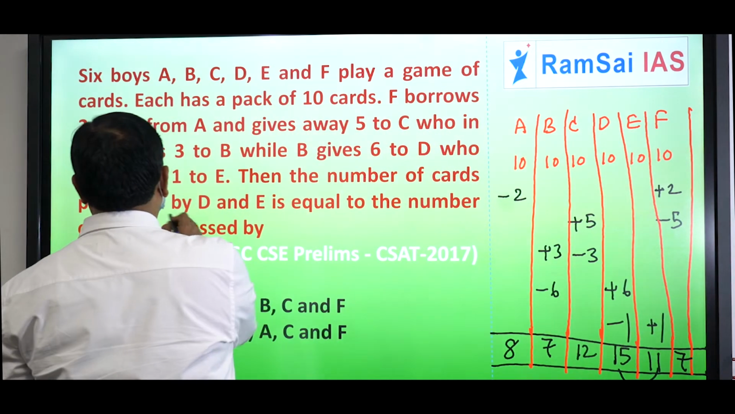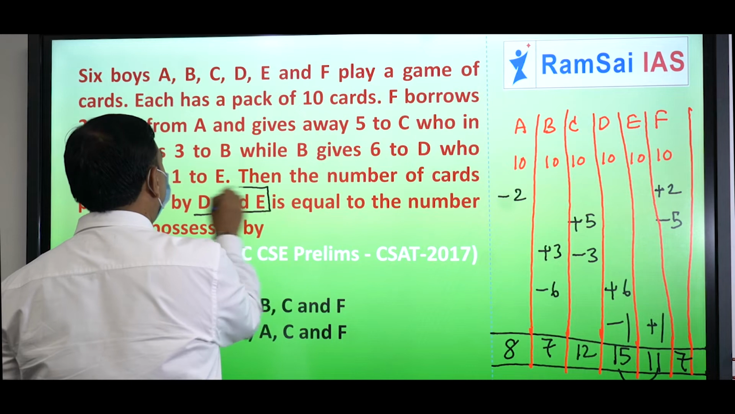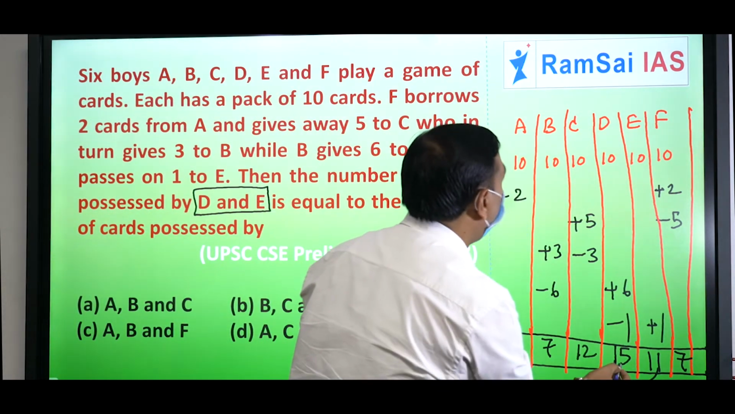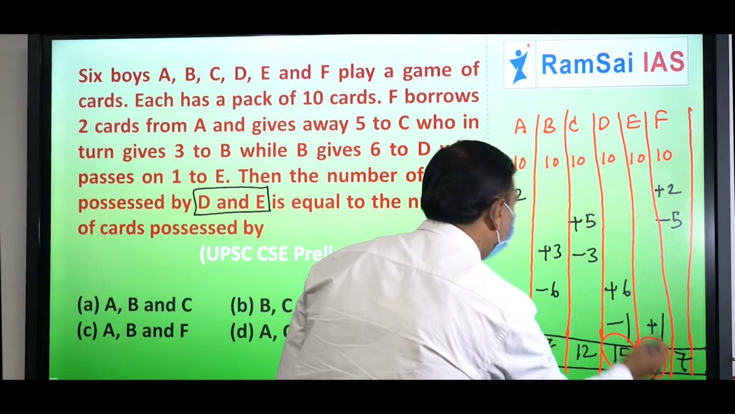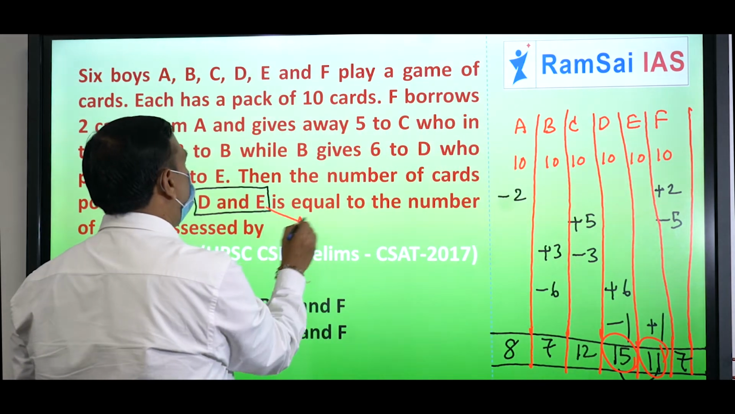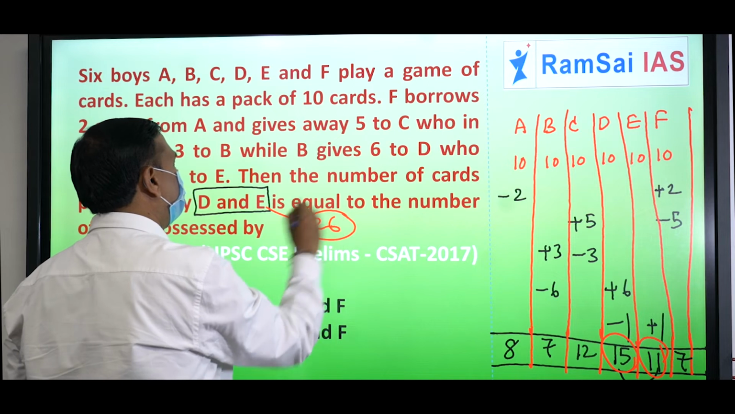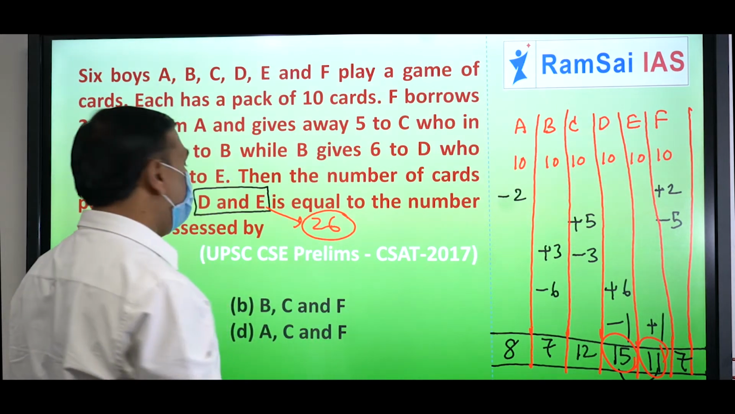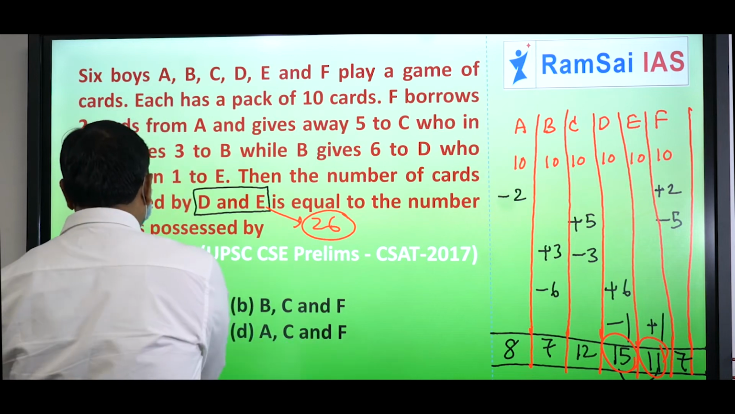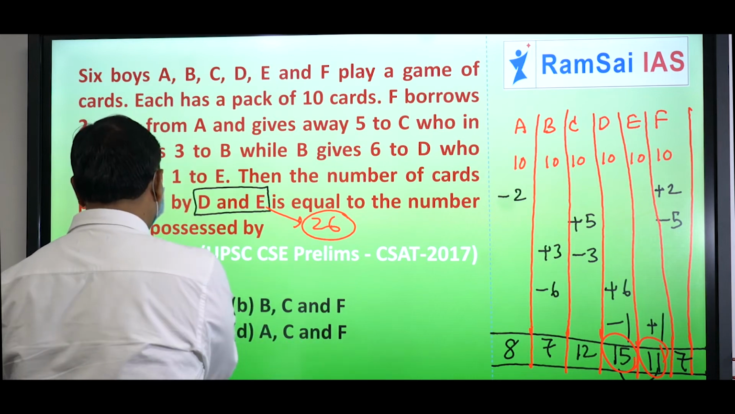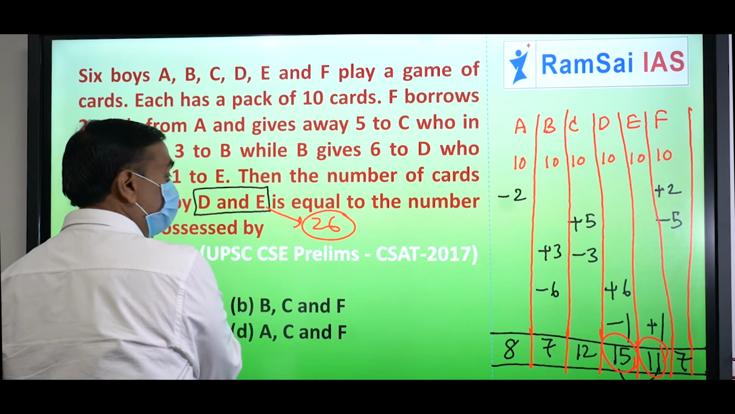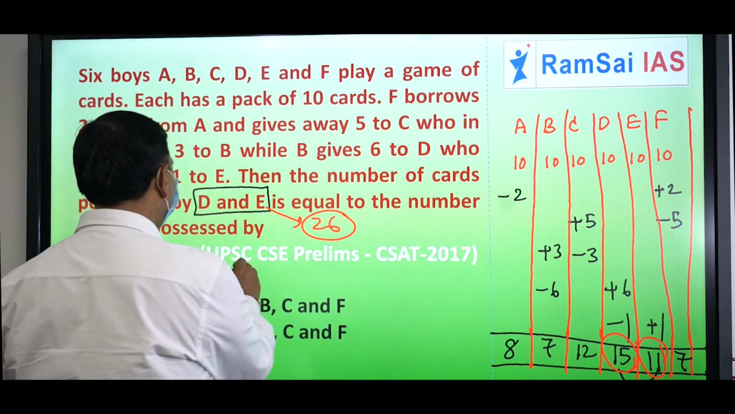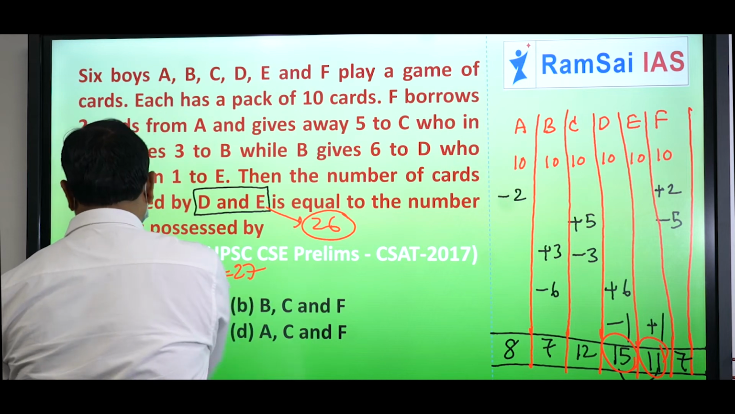What is the number of cards possessed combinedly by D and E? D and E put together: 15 plus 11, 26 cards. The number of cards possessed by D and E together is 26. So what is that number equal to? A, B and C: A is 8, B is 7, C is 12. Is it equal to 26? No, it is 27. So it cannot be the answer.